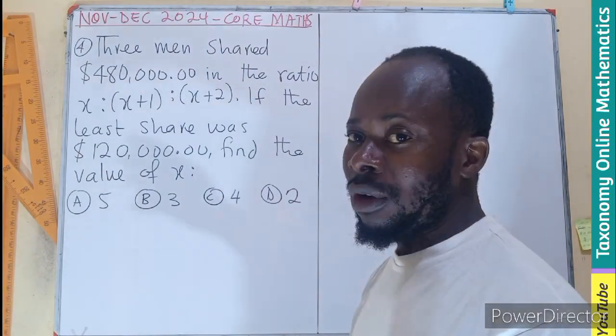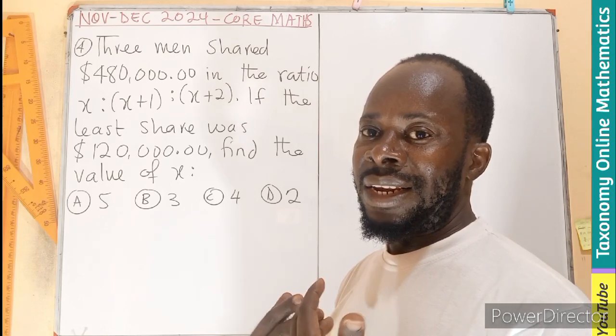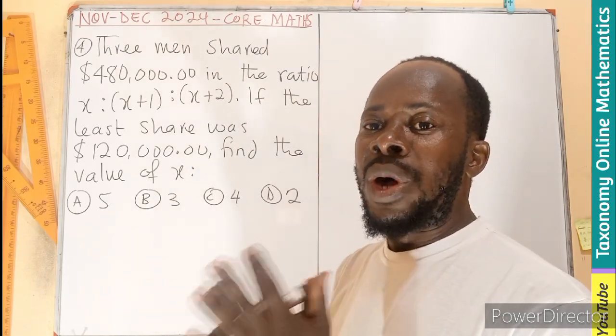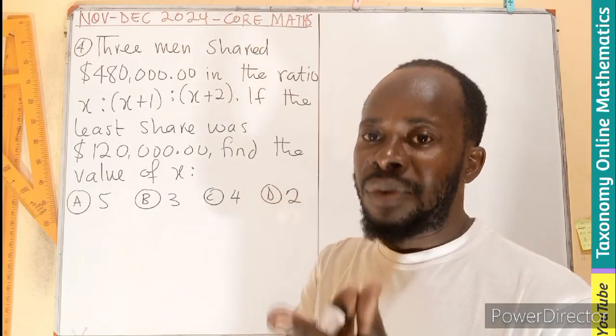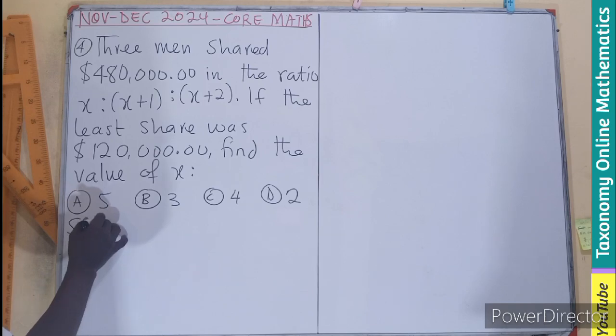With this, we can solve it in two approaches: using the ratio and proportion approach, or direct sharing of a quantity among a given ratio. Let's pick the first method. So let's see our solution.